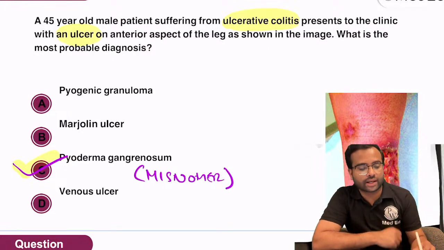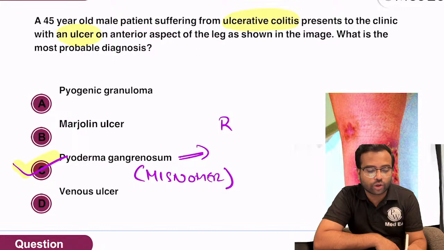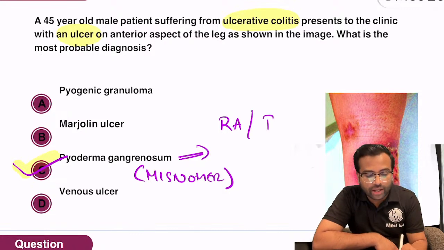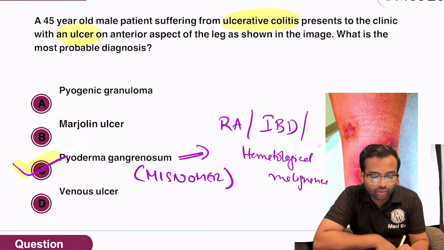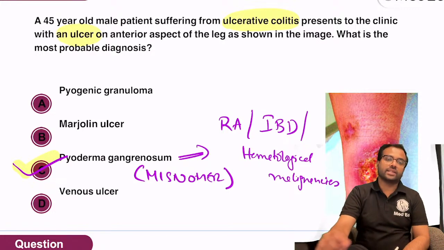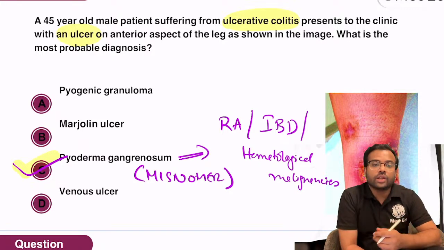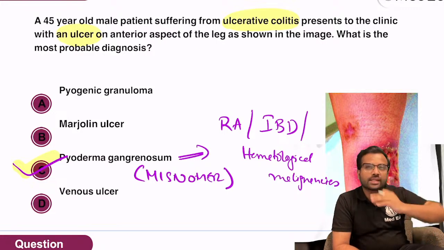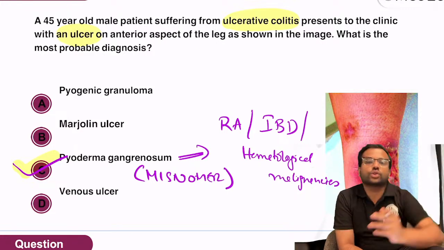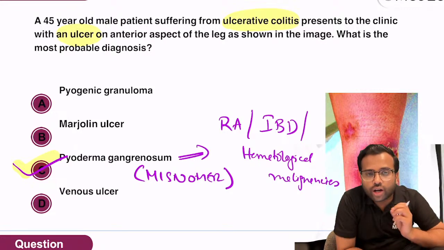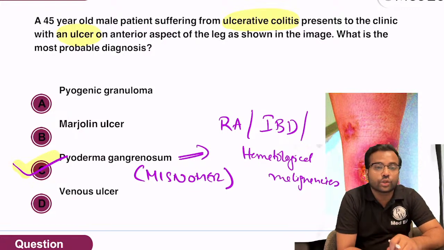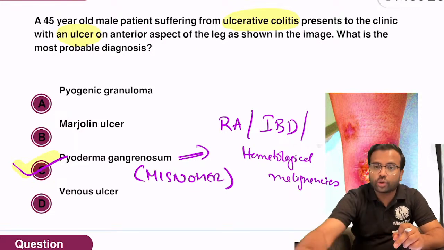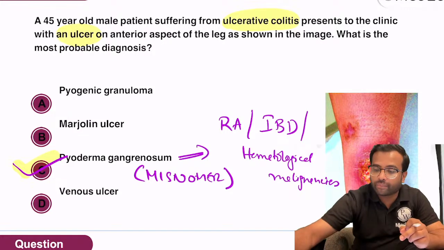And this neutrophilic dermatitis is associated with rheumatoid arthritis or irritable bowel disease or hematological malignancies. So that is how this can be seen in association. So if tomorrow in your exam, the question says a non-healing ulcer is there which is associated with rheumatoid arthritis or irritable bowel disease or hematological malignancy, in all these cases your right answer should be pyoderma gangrenosum.